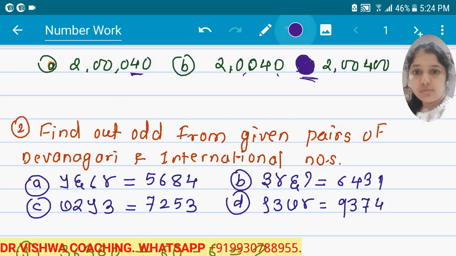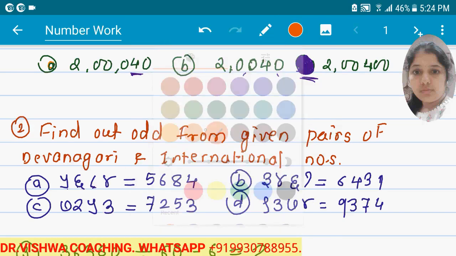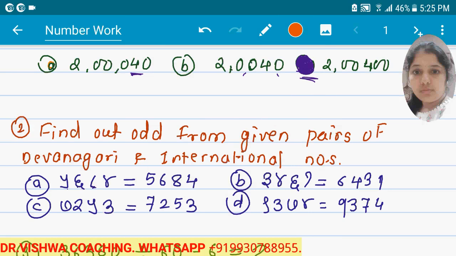Before solving this question, you should know how to write the numbers in Marathi script, meaning Devanagari script, and also in English. English you all know, Marathi I think you are struggling a little bit. Now 5684 means 5684. The same number is written with an equal sign, so this is the correct one.